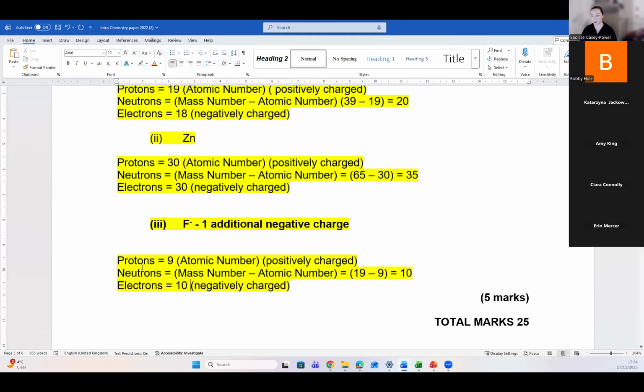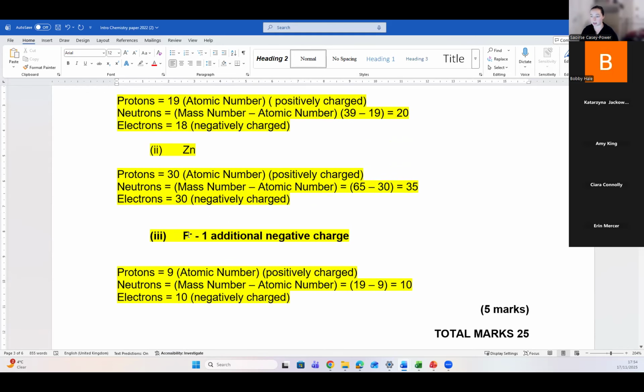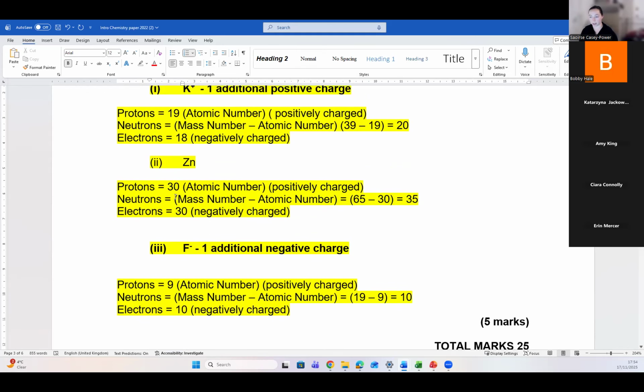So if you take your number of protons away from your number of electrons, it should give you one additional negative charge. And I will say that would be the same for any number of charges. So say, for example, if that was, no, this one doesn't exist, but it's just an example, if that was 2 minus, that would mean 2 additional negative charges, which would mean that would be 11. Because there will be some examples where you'll see 2 plus or 3 plus or 2 minus.